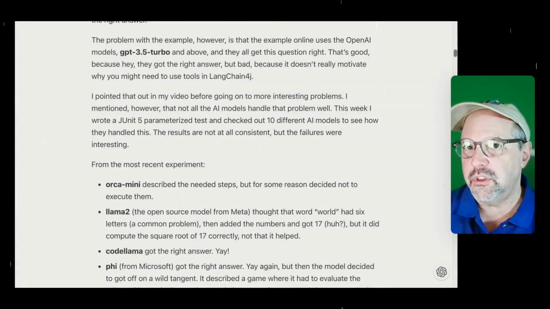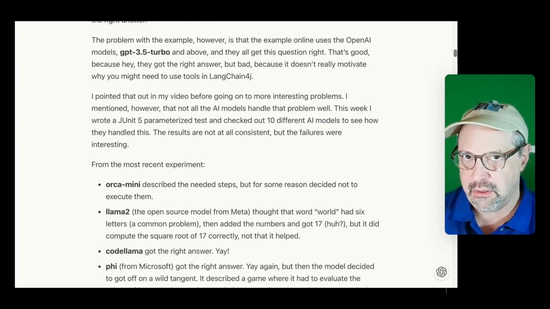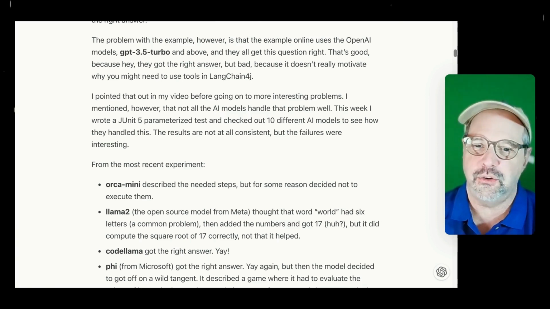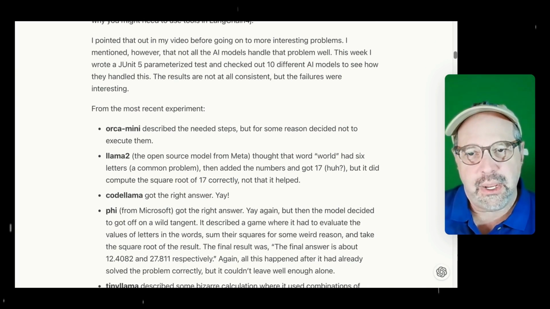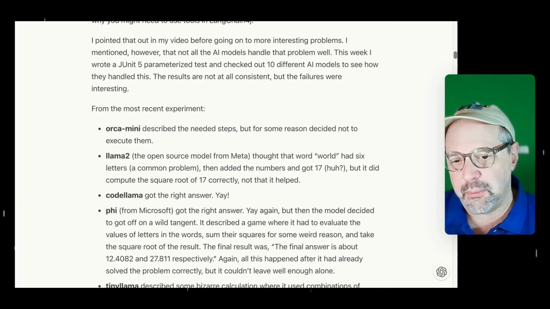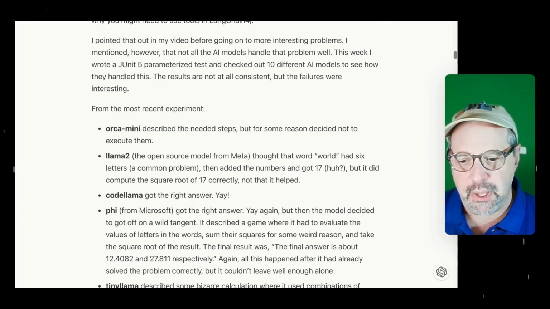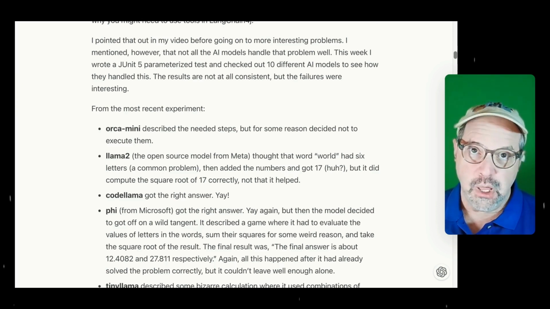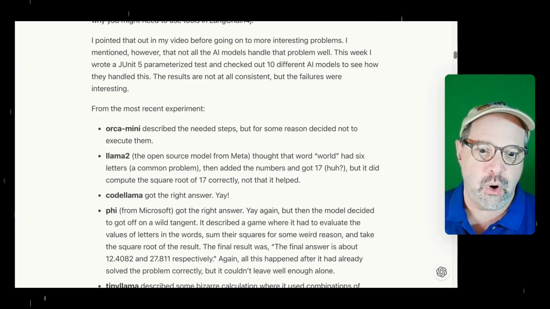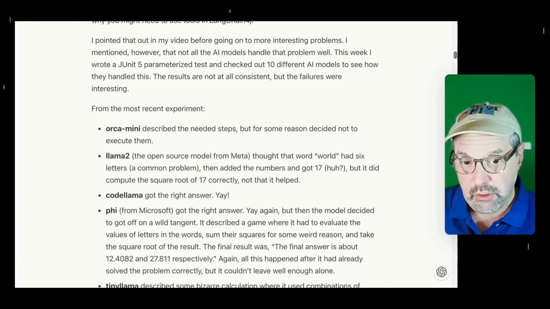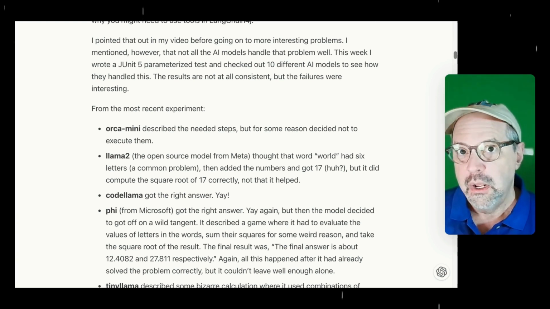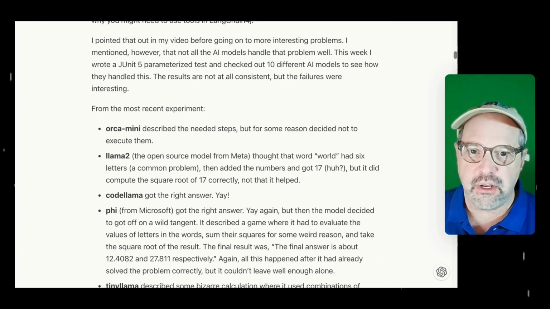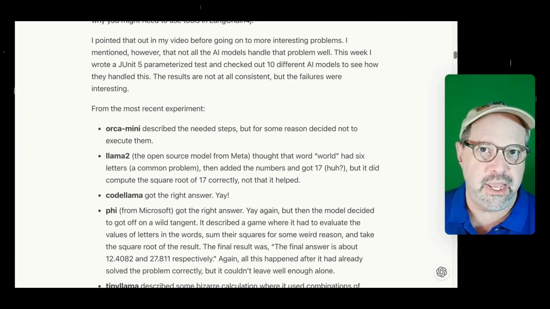But I also mentioned that most AI models do not get this right, but I didn't really demonstrate it, and I probably want to do that. So here I set up, I haven't shown it yet, but I'm going to show it in a minute, a parameterized test in JUnit 5 that worked through the Ollama framework. Ollama is a way to invoke AI models locally on your machine through an API. And I set it up to check 10 different AI models to see how they handled this.